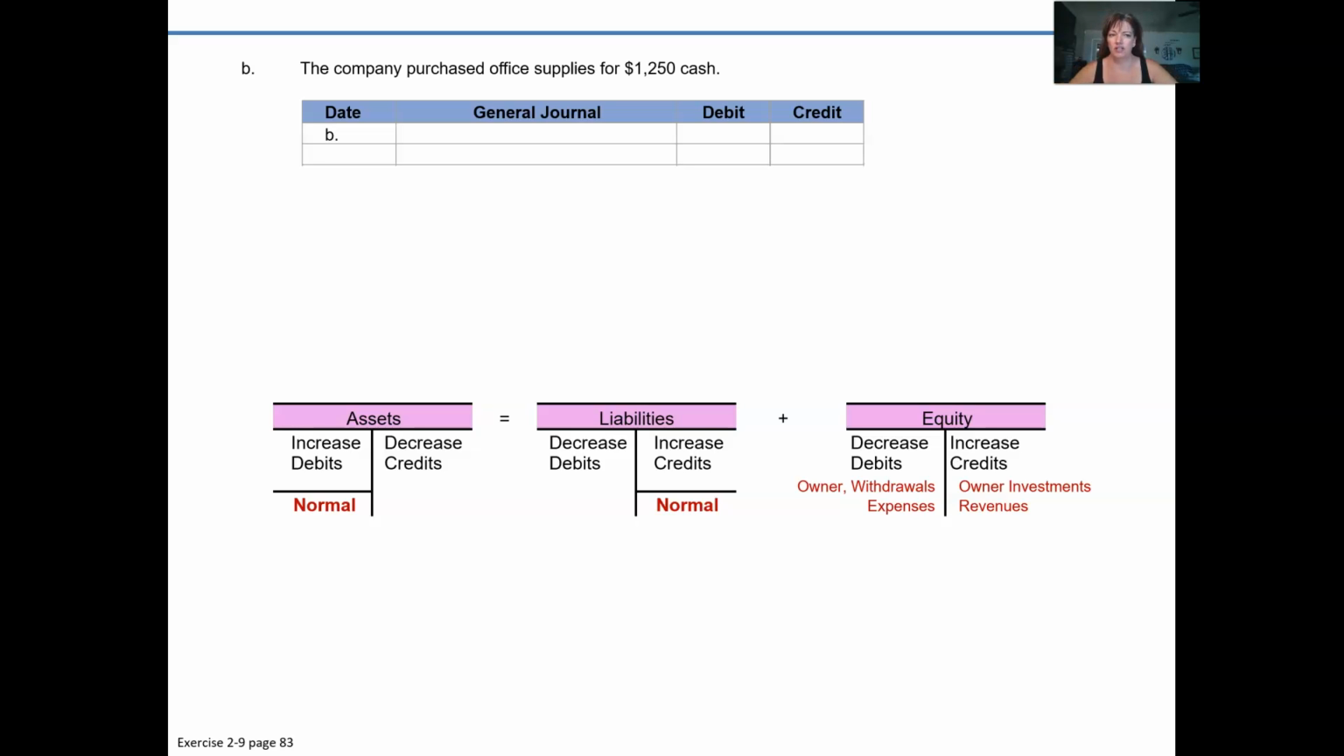The second transaction is the company purchased office supplies for $1,250. They purchased supplies. So now they have supplies that they didn't have before, and they paid cash. So those are the two accounts affected, supplies and cash. Supplies increased, so that is our debit. Cash decreased, so that is our credit. We still keep everything in balance because we have a debit and a credit of the same amount in the asset section.